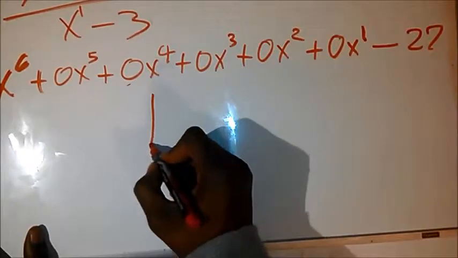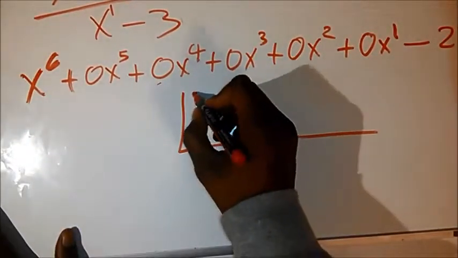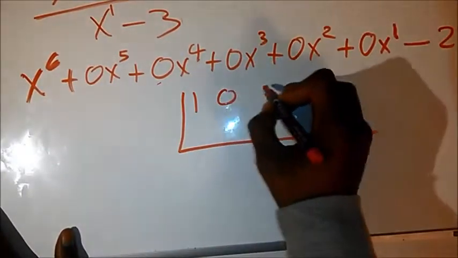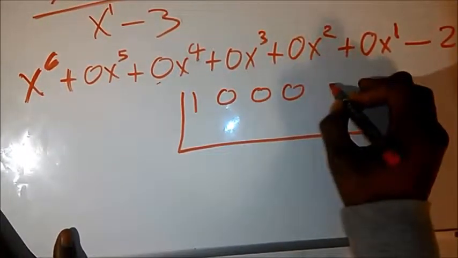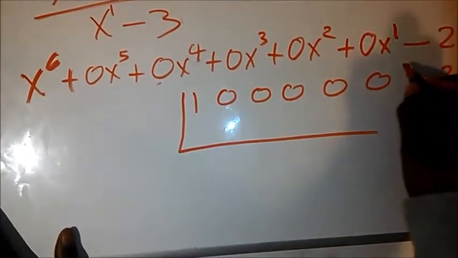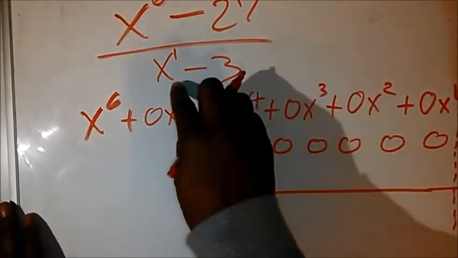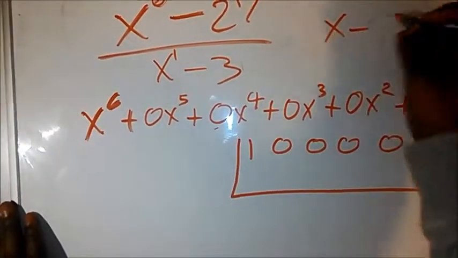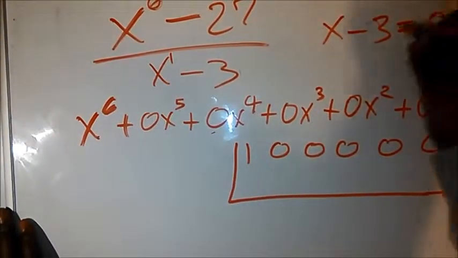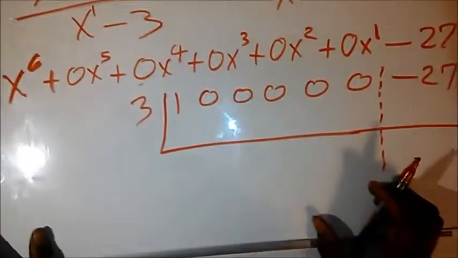Look at this. Put our L-shaped thingy, right? First one was 1, then 0, 0, 0, 0, 0, minus 27. And then we take this x minus 3, set it equal to 0. Solve for x. x is equal to 3. Put the 3 here. Okay.